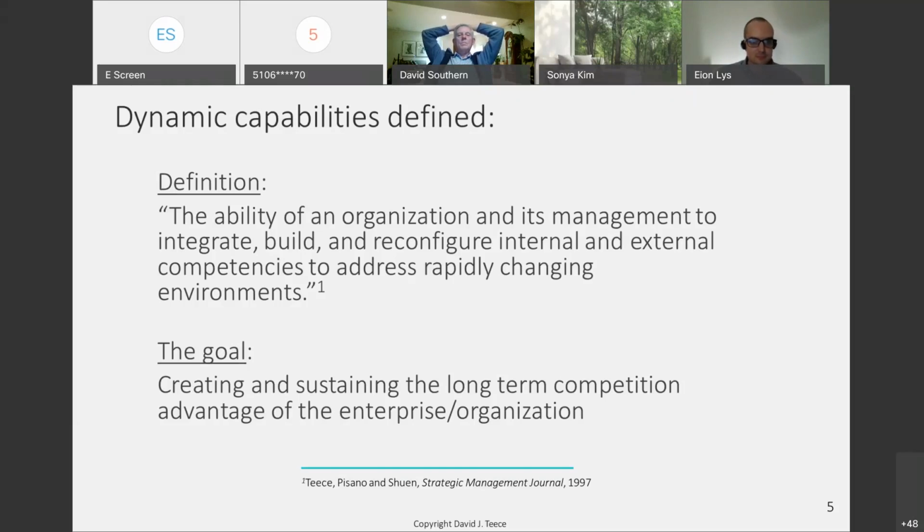So it's the ability of an organization and its management to, guess what, integrate, build, and reconfigure not just what's inside the organization, not just what's inside the firm, not just what's internal, but what's internal and external in the way of competences. So it recognizes the importance of alliances, joint ventures, customer relationships, and supplier relationships to address rapidly changing environments.